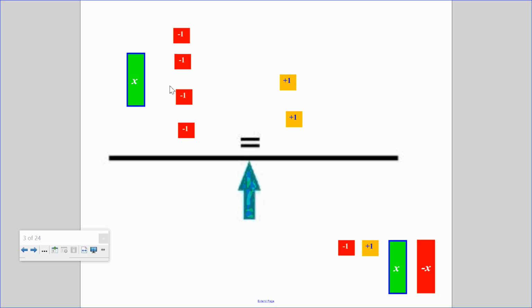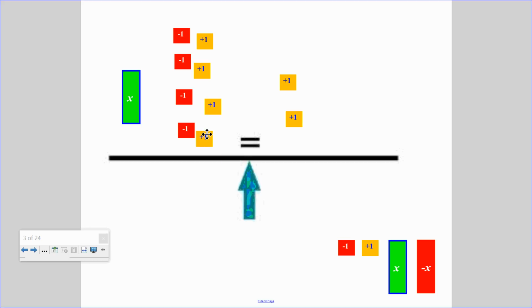In order to solve an equation, you have to isolate the variable. So we need to isolate this variable x. This needs to be by itself. In order to make this by itself, we need to get rid of this -4. So you do the inverse operation. So what is the inverse of -4? +4.